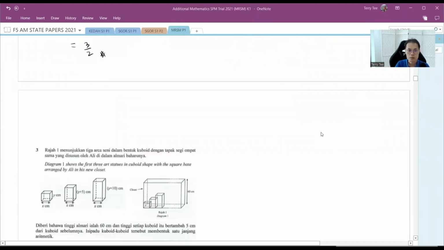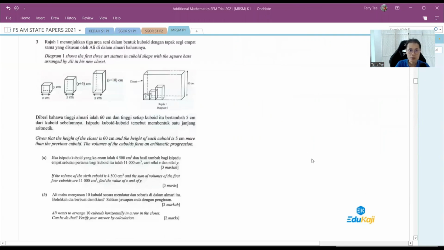Okay, let's move on to the third question. Question number 3. This is Form 4, Chapter 5, Progression. Here we have the first 3 art statues in a cuboid shape with a square base arranged by Ali in his new closet. The height of the closet is 60 cm. The height of each cuboid is 5 cm more than the previous cuboid. So we have the first cuboid with height y, the second one y plus 5, the third one y plus 10. They say that the volume of the sixth cuboid is 4005, and the sum of the volumes of the first 4 cuboids is 11,000. So find the values of x and y.